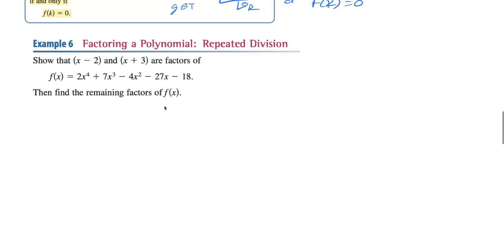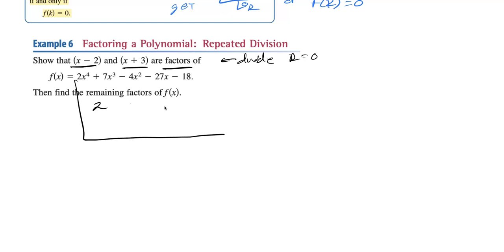Well, since I know these are factors, when I divide, it's going to get a remainder of 0. So if I do synthetic division on this, let's say 2, 7, negative 4, negative 27, and negative 18. My remainder here should be 0 because it's a factor. You can use any one you want first. Let's go in order. So remember, if it's a negative 2, I have to use a positive 2 here.